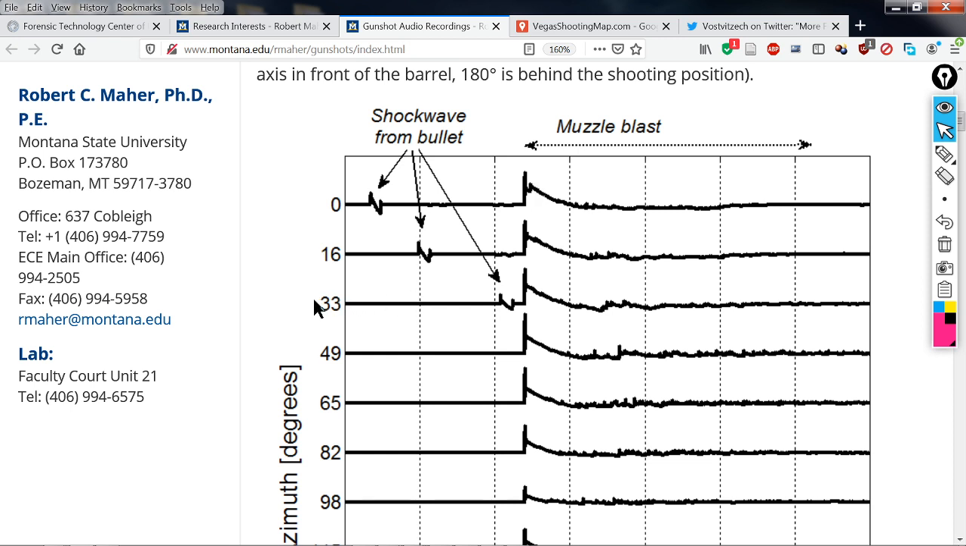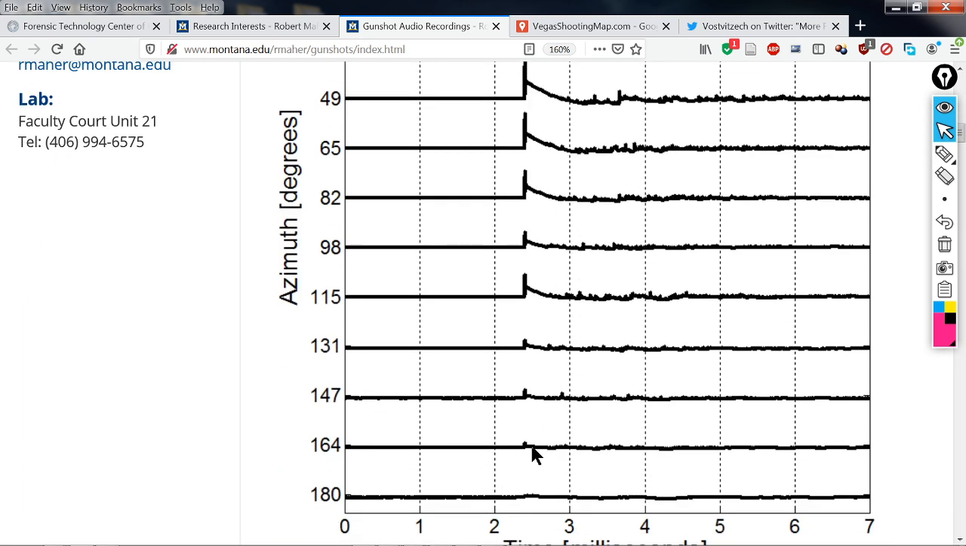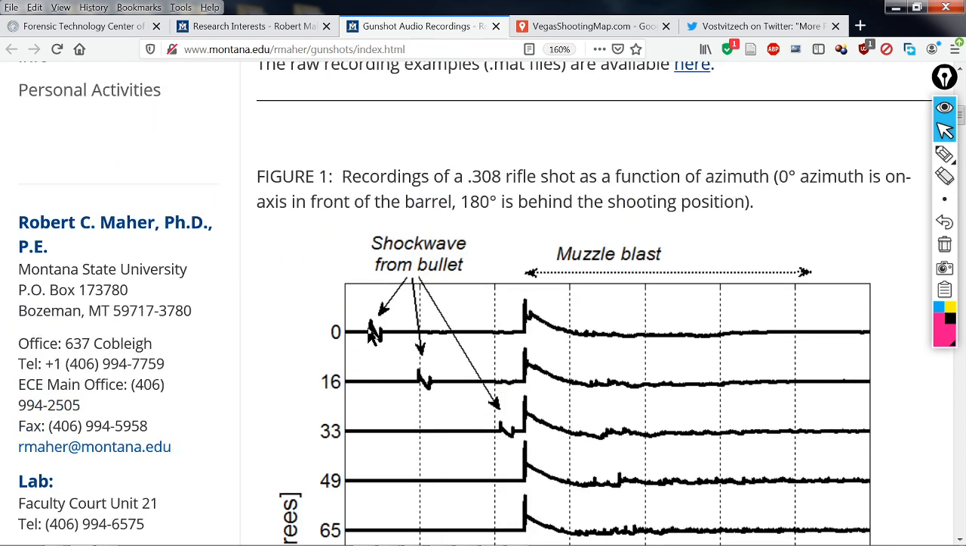In fact, Mr. Maher goes on to assert in a paper that these signals are so different that they look like different guns. If you were just presented the signal with no other knowledge of it, which is often the case when you're doing forensic analysis, it could look like a totally different gun. And that's the trouble here. So as you increase the angle, the amplitude reduces, not in a linear fashion either. The same thing is true for the shock wave from the bullet, but in this case it's so close it doesn't make a lot of difference.